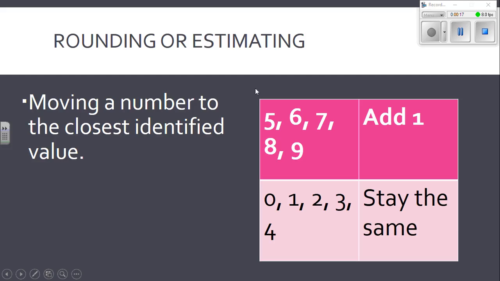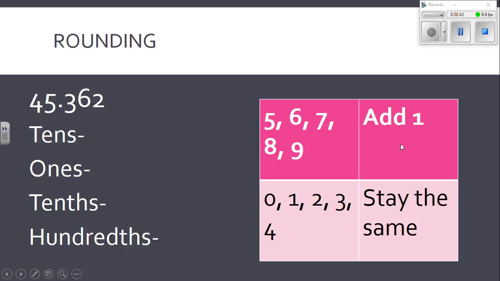And remember, rounding or estimating is moving a number to the closest identified value. And remember, last year we talked about the apartment building. How if a number is 0, 1, 2, 3, or 4, it lives downstairs, so that means its neighbor stays the same. Or if it's 5, 6, 7, 8, 9, it goes up, the neighbor goes up on the place that you're rounding to, I should say. Okay, so let's use that to do some rounding with some decimals.